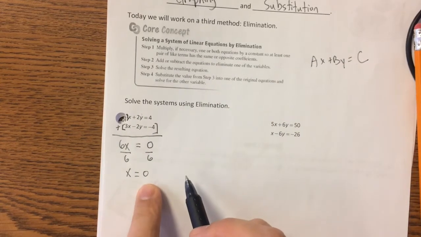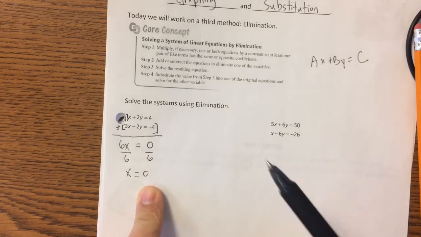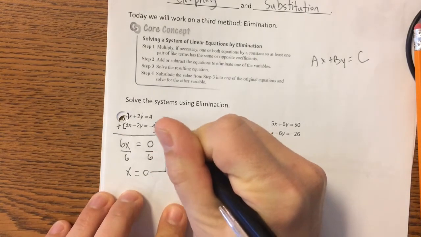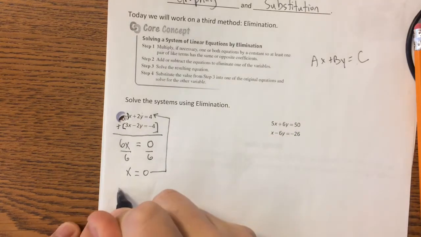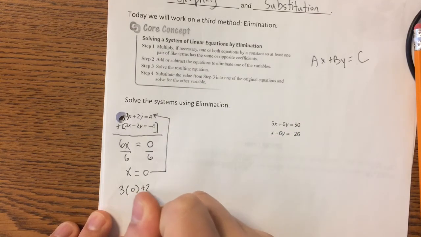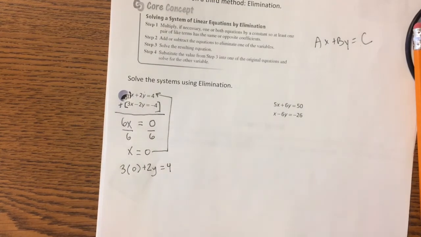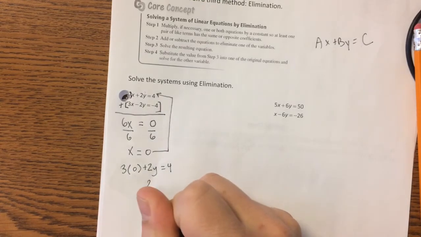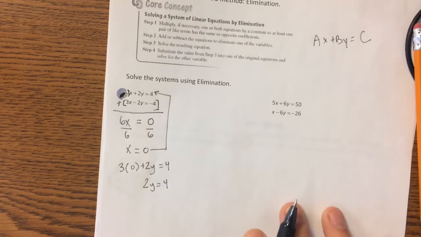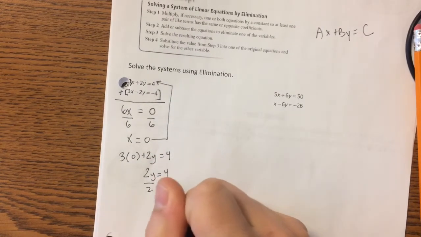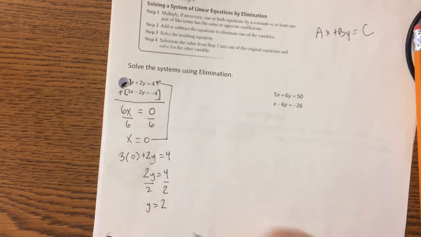So to get the second variable, you're going to do the same thing that you would do in substitution, which is you just go back and plug it into one of the equations and solve. And most of the time, it doesn't really matter which one you plug it into. So like if I plug it into the first one, I get 3 times 0 plus 2y equals 4. 3 times 0 is 0, so this whole thing is just 0. And so we get 2y equals 4. Divide both sides by 2, and I get y equals 2.